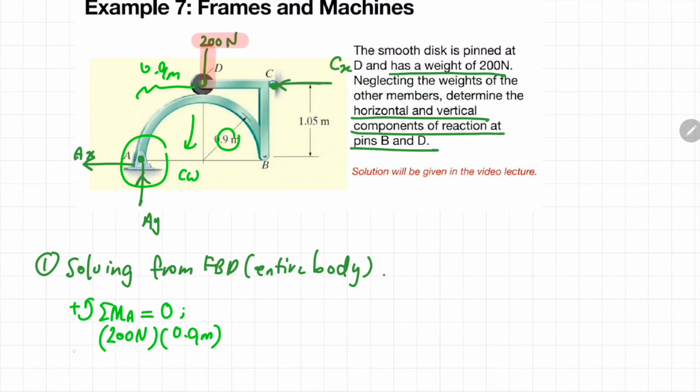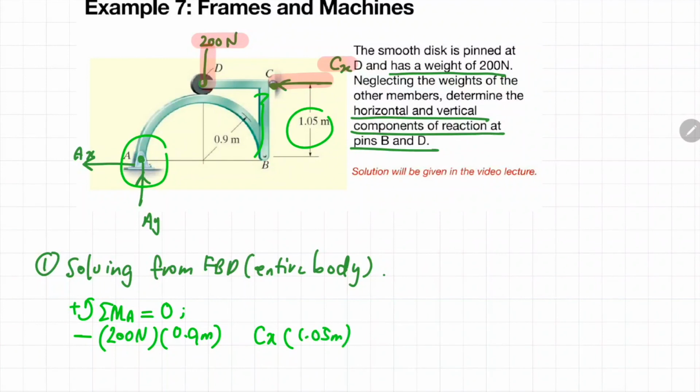So the magnitude over here will be negative. Accordingly, if you convert the Cx into an equivalent moment, the force is Cx, and the distance to the rotation point is 1.05 meter. Again, if you draw the imaginary circle around rotation point A, you will get the direction to be counterclockwise. So the magnitude of this particular expression is positive.